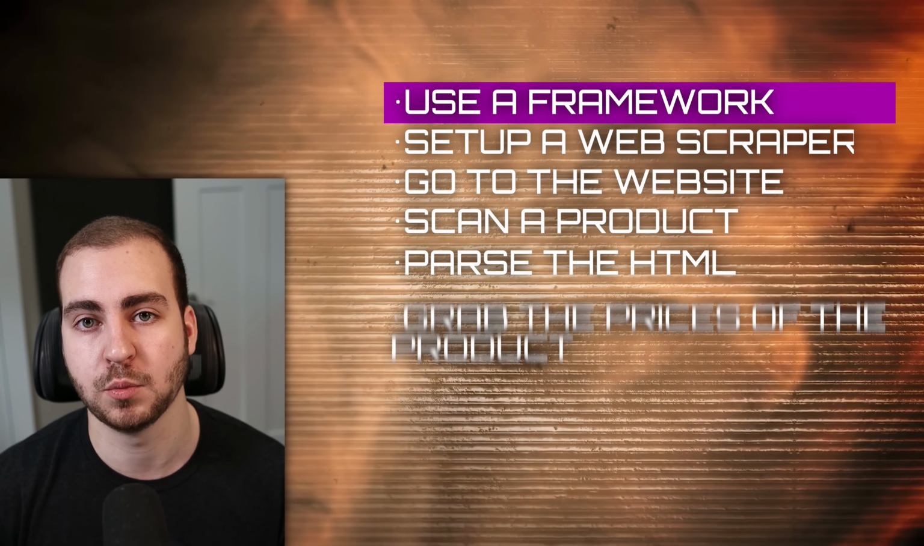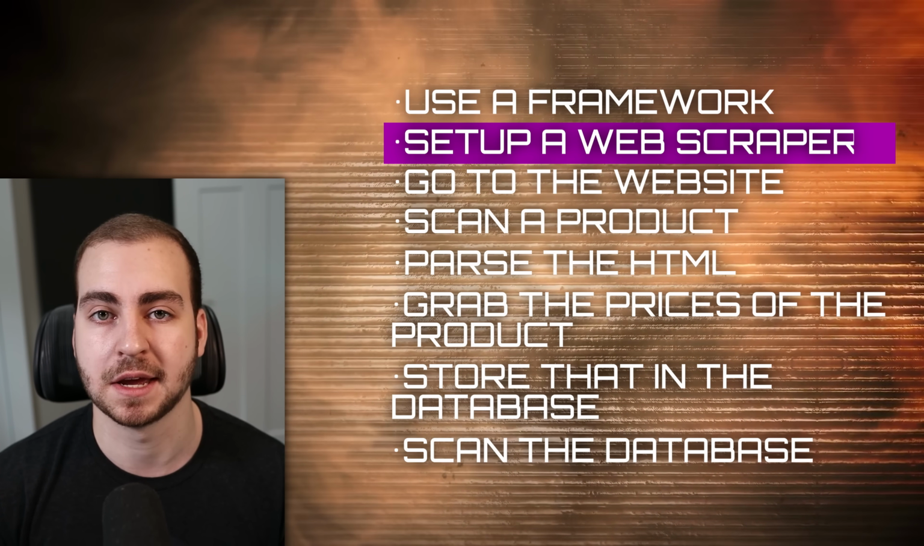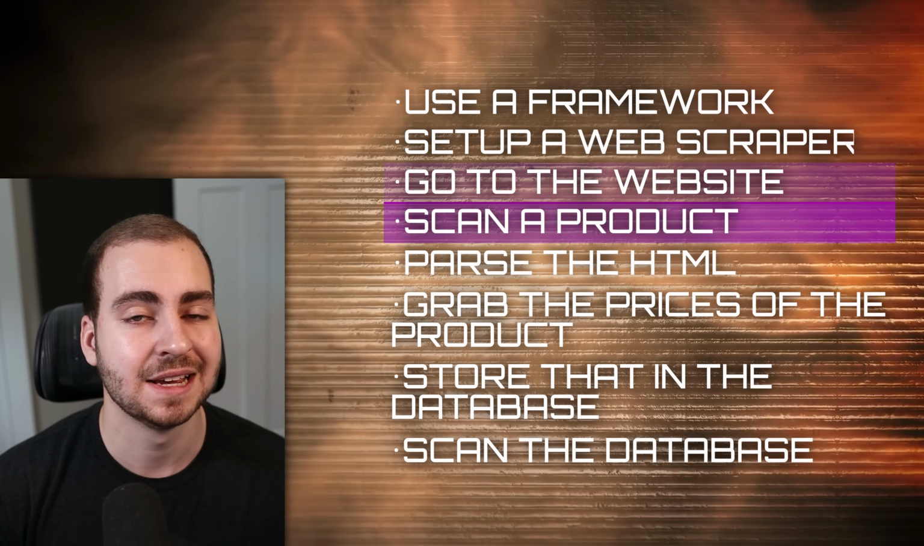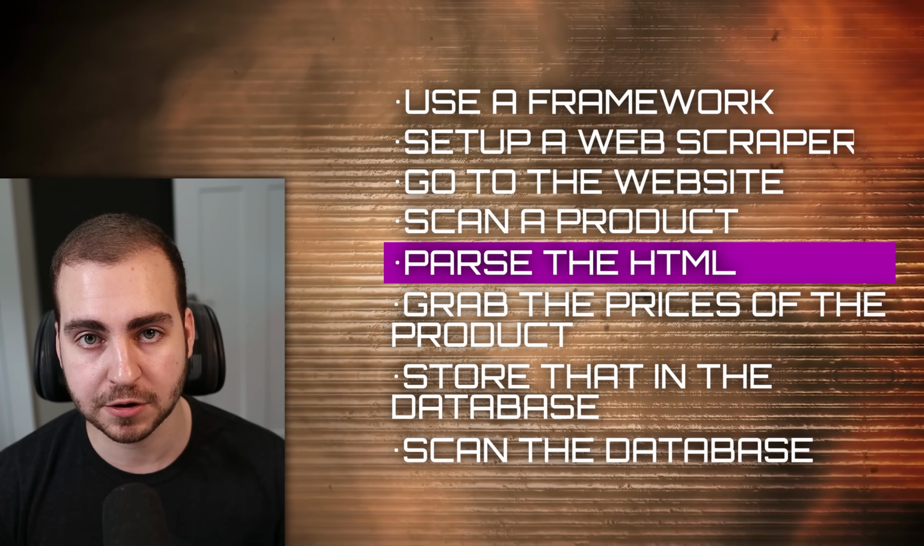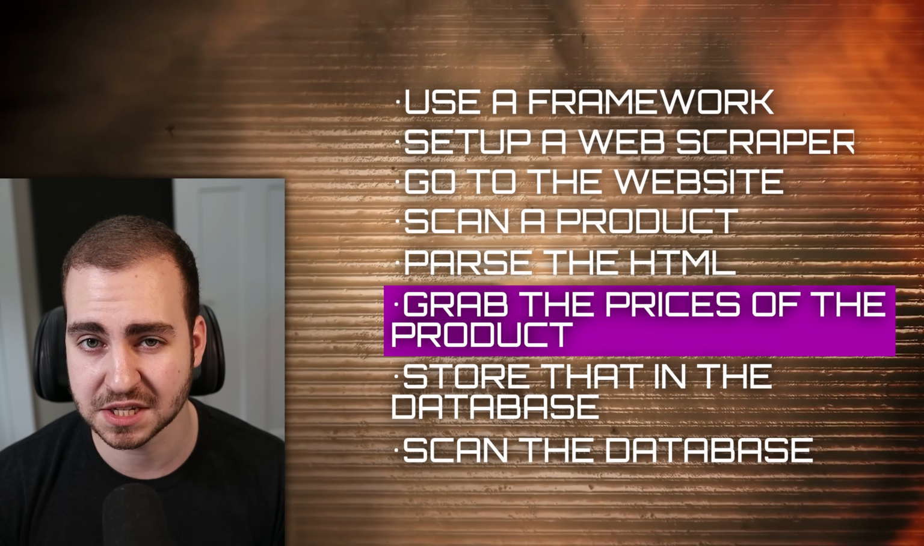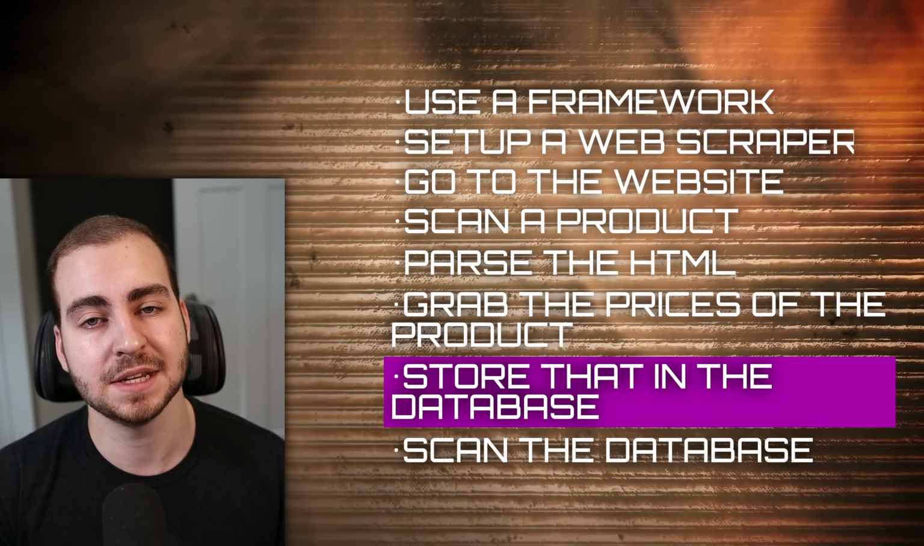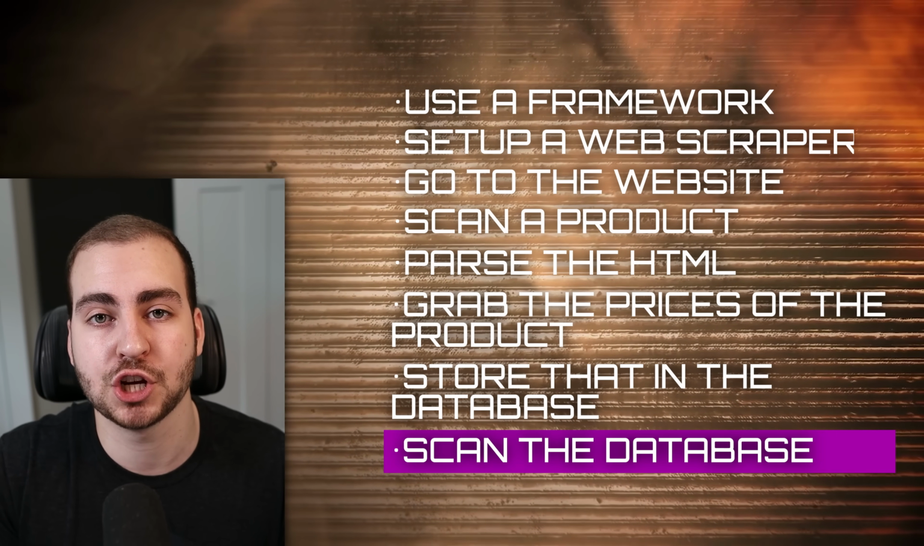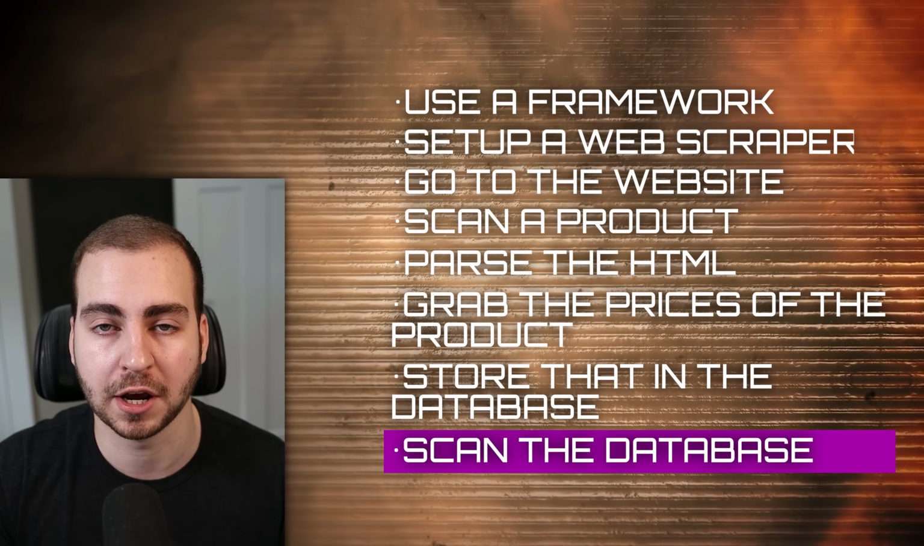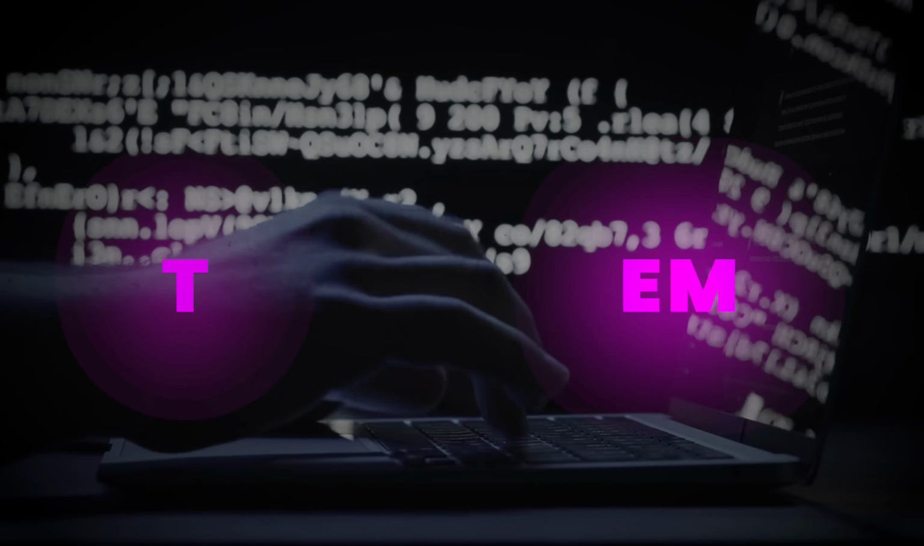Now, before I did all of this, I did ask my community if they had any advice on how to go about building a project like this. What they suggested is to use a popular framework like Playwright or Selenium, set up a web scraper, go to the website, scan for a specific product, parse the different HTML, grab all of the prices of that product, store that in a database, and then scan the database and see if there's been any changes since the last time we updated that product. They then said I could run the scanner automatically at a set increment, so every day, every hour, every minute, whatever increment I choose, and that would be how we could work on this project.